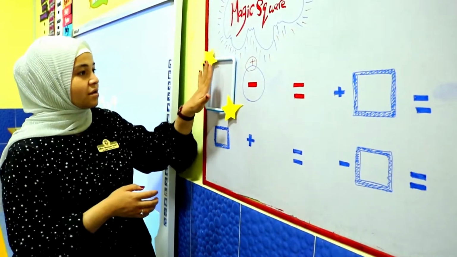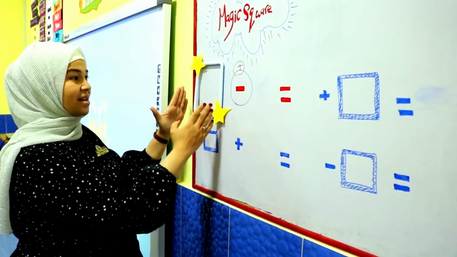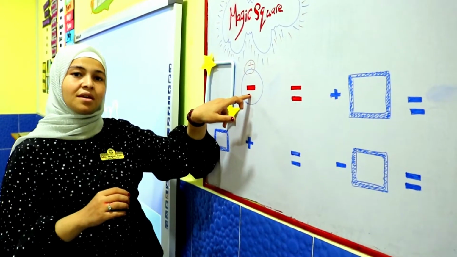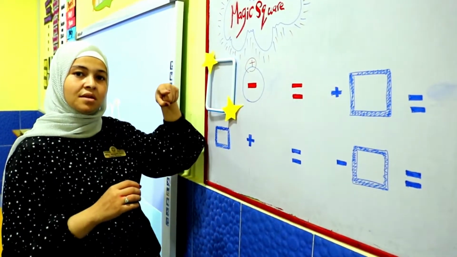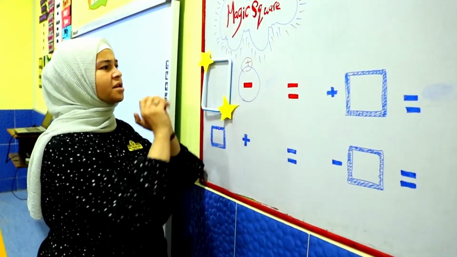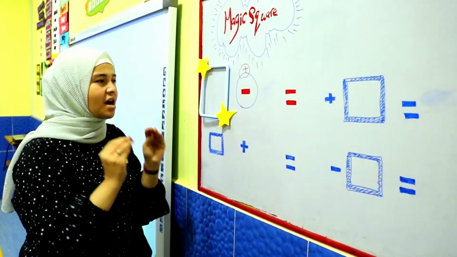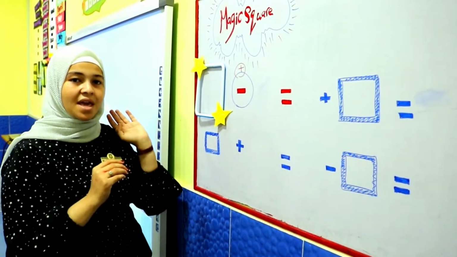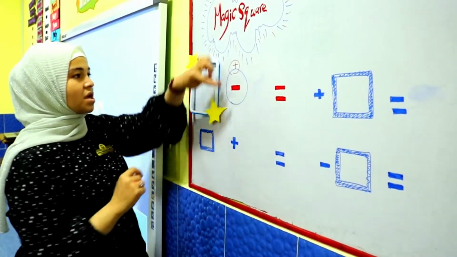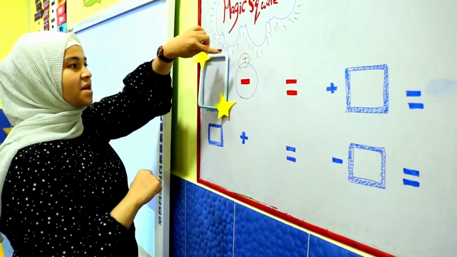Okay, the first type of magic square equations. When I find the magic square at the first of the equation, then I find this sign. What is the sign, KG? This is the minus sign. Magic square, minus. I'll turn it into plus. Directly, think with me. I'll turn it into plus. Let's say the concept together. Magic square minus will be plus. Once again, please. Magic square minus will be plus.